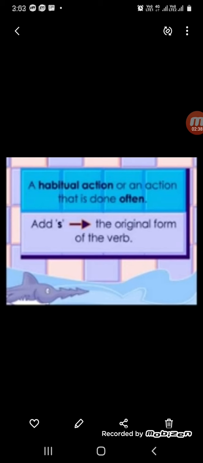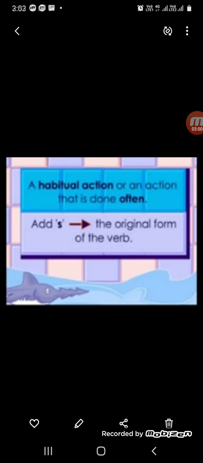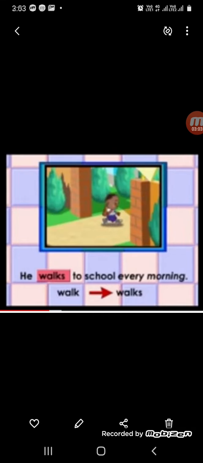The earth moves around the sun. Again, it is a habitual action. Which is the verb over here? Move. If we add s to the verb, it changes into simple present tense. For a habitual action or an action that is done often, we have to add s to the original form of the verb. Suppose the original form is shine, you will add s: shines. If the original form is move, you will add s to the verb move. It will become simple present tense.